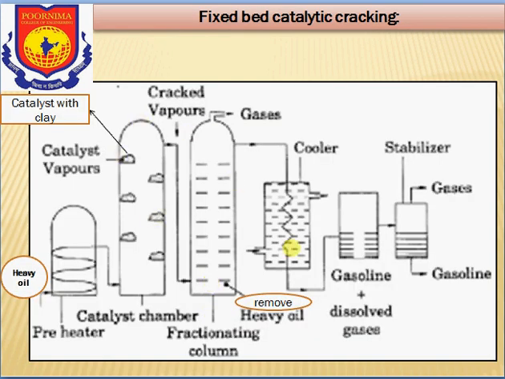This is the technical diagram of the process of fixed bed catalytic cracking. First we discuss the process. Heavy oil is used here as a raw material. This heavy oil, which is the heavier fraction of petroleum, is taken and subjected to preheating inside the preheater. Inside the preheater, it is preheated at 425 to 450 degrees centigrade, and then the vapor of the heavy oil is sent inside the chamber known as the catalyst chamber.